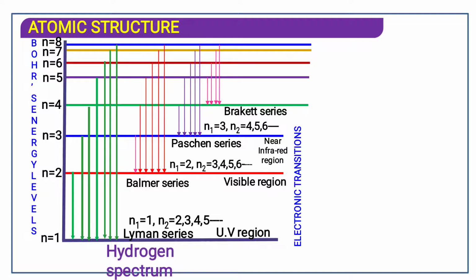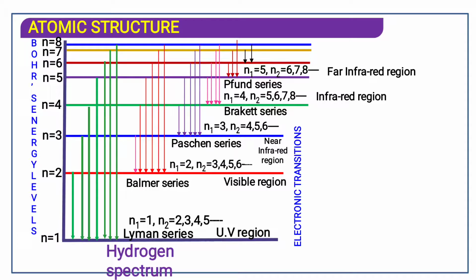Brackett, where the electron falls on the fourth orbit, near infrared region. Pfund series, far infrared region. The last one is the Humphreys series, out of which, at least for 12th standard, you require only 3: Lyman, Balmer, Paschen. In our textbook this diagram has been given, so from a knowledge point of view also you can remember.